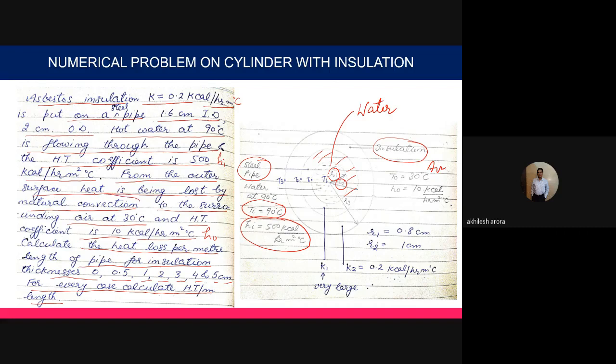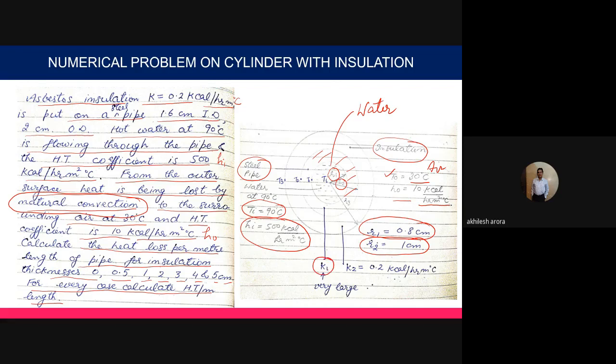The heat loss is taking place by natural convection to the surroundings. The outside temperature is 30 degrees Celsius and the outside heat transfer coefficient is 10 kilocalories per hour per meter square degree Celsius. The inside radius of the steel pipe is 0.8 centimeter, the outer radius is 1 centimeter, and their thermal conductivities are also mentioned.